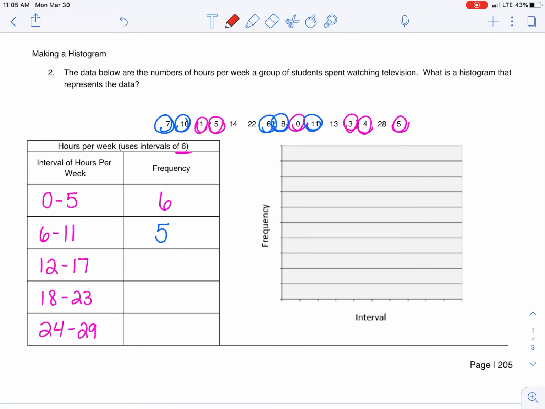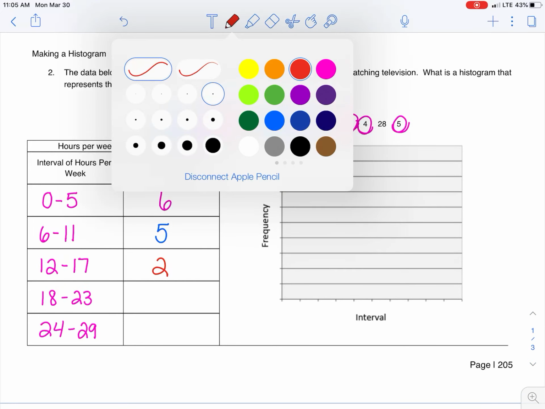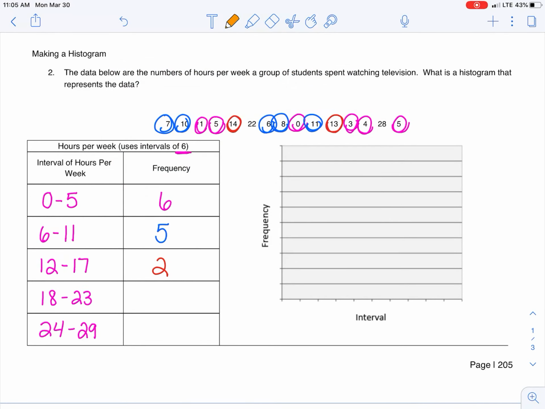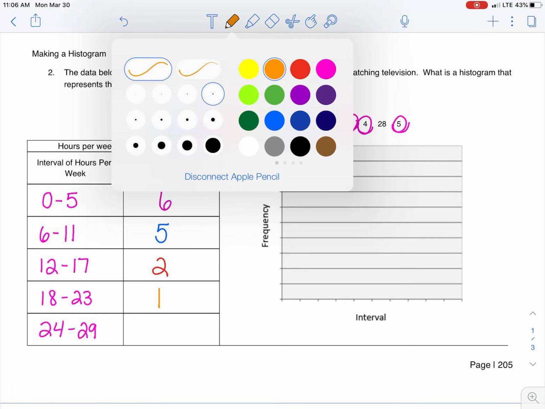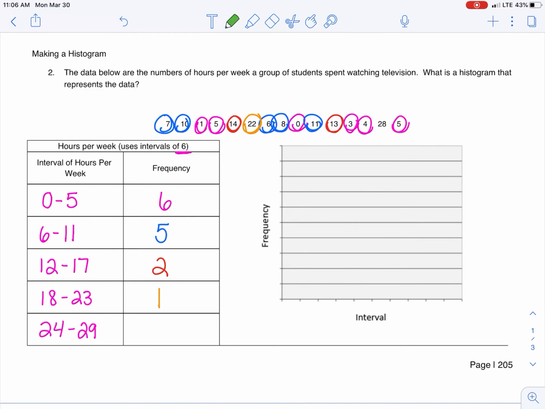Switch colors again here, and we can go from 12 to 17. So 14, 13, so we have 2. Then we can look for numbers between 18 and 23, so that includes 22, but does not include 28, so we only have one of those. And lastly, we have 24 through 29, and 28 is involved in that, so we're going to say there's only one of those.